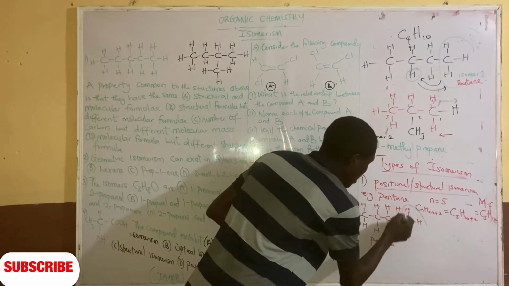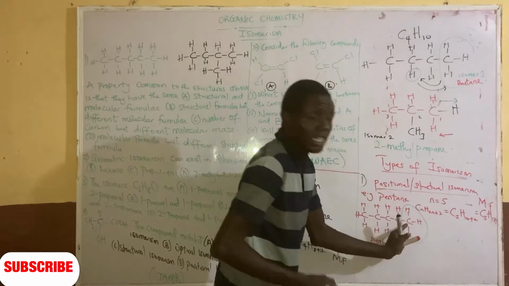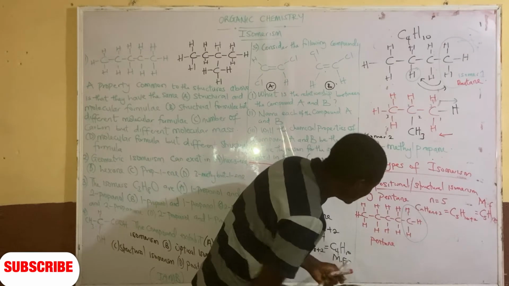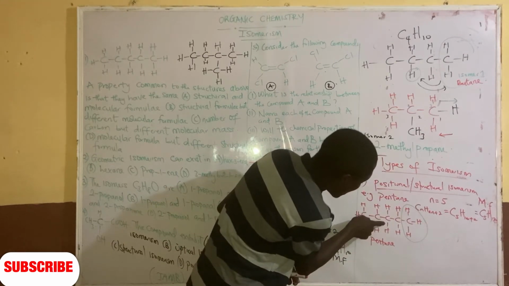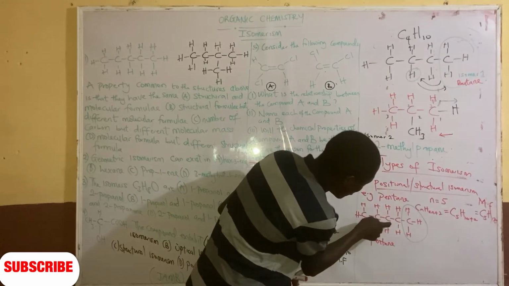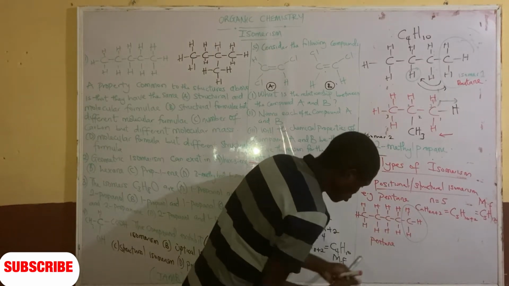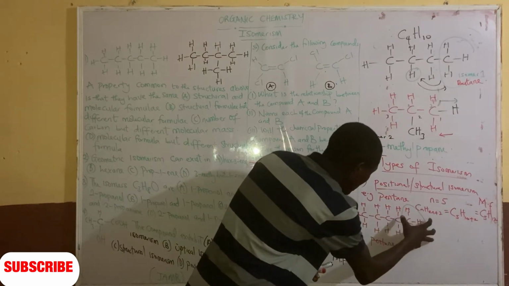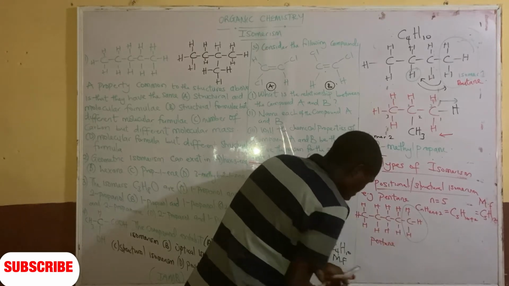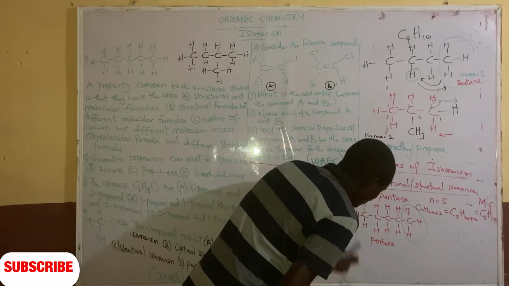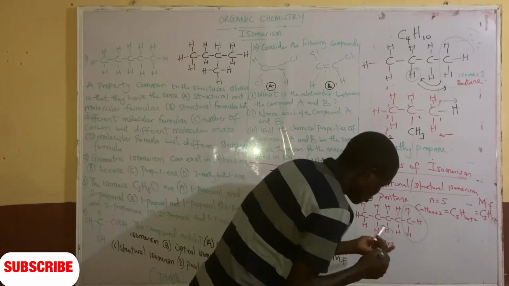To cut out what? Or to break out this what? This methyl group, I can use it to replace one of the hydrogens here on carbon 2. So I'm substituting this methyl for this H. So what do I have now? If I replace it with this, I'm going to have something like this.